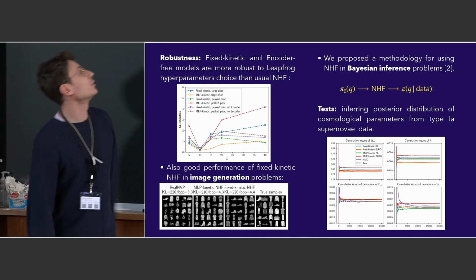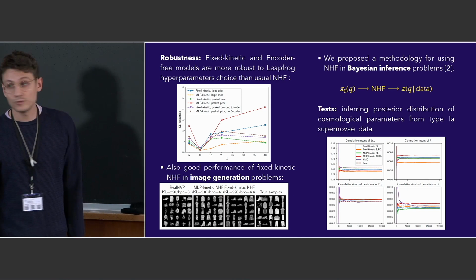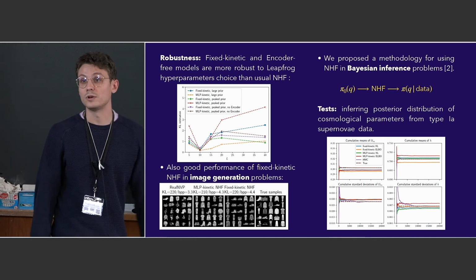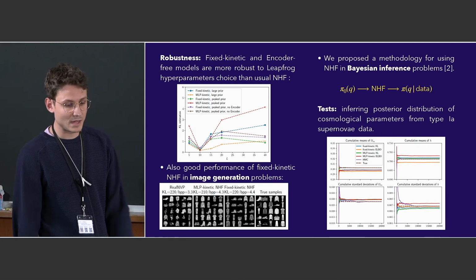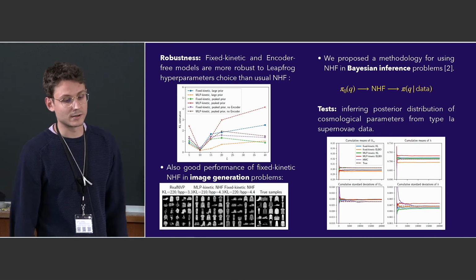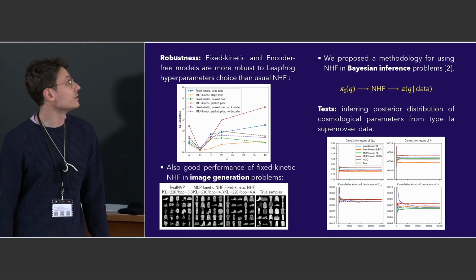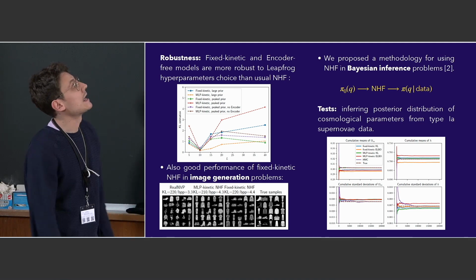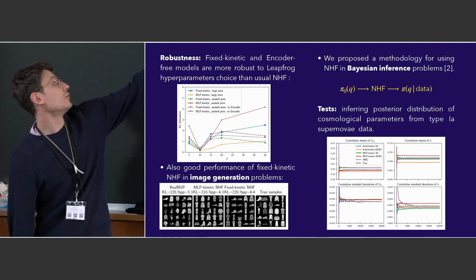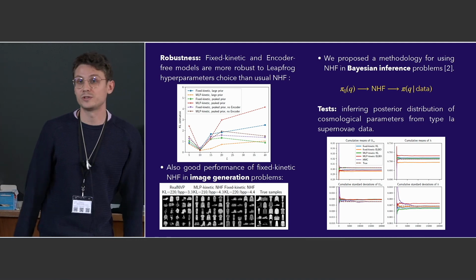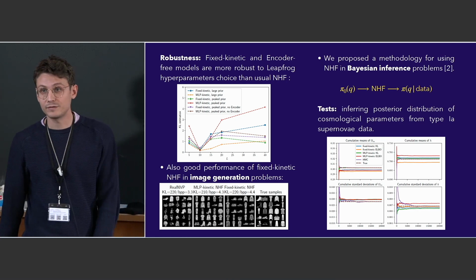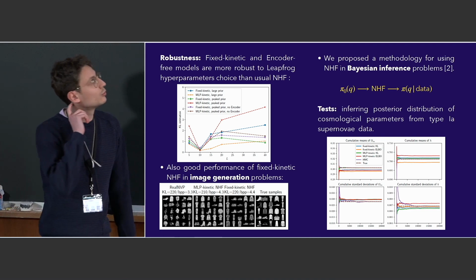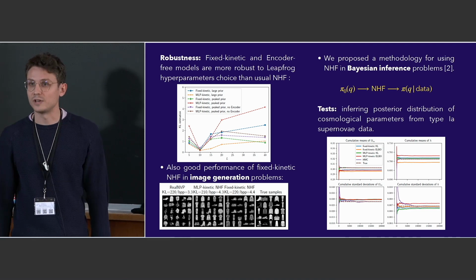And we also tested our models on image generation and showed that the fixed kinetic version behaves similarly to its usual version. And finally, we adapted the Boltzmann generators framework to NHF in order to use them for Bayesian inference. And the idea is to transform the Bayesian prior into the posterior with NHF. We tested it on inferring cosmological parameters from supernovae observations.